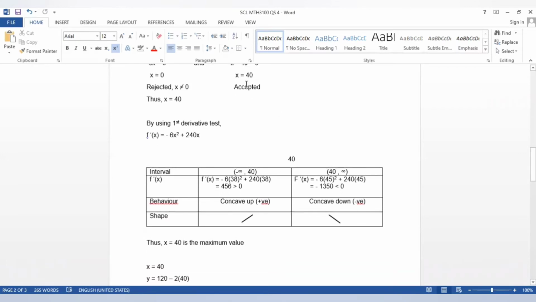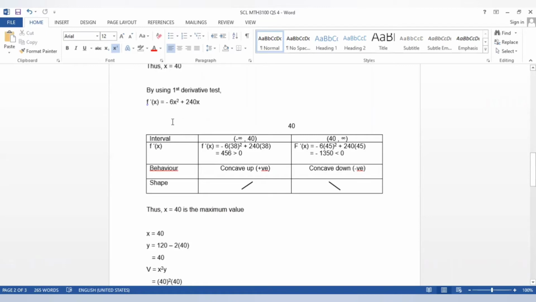So after we know the x value, we want to know whether it is a maximum or minimum. So we use the first derivative test, and then we construct a table. It has interval, f prime of x, behavior, and the shape. So 40 here is the critical point because if we substitute 40 into here, we will get 0. So the intervals here are negative infinity to 40 and also 40 to infinity, and they are open intervals, not closed, because we cannot include 40.